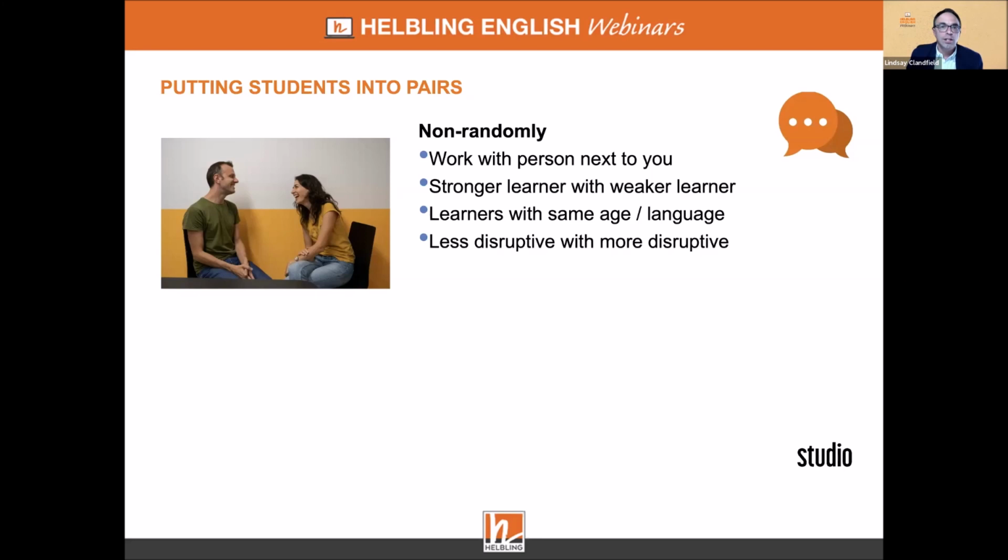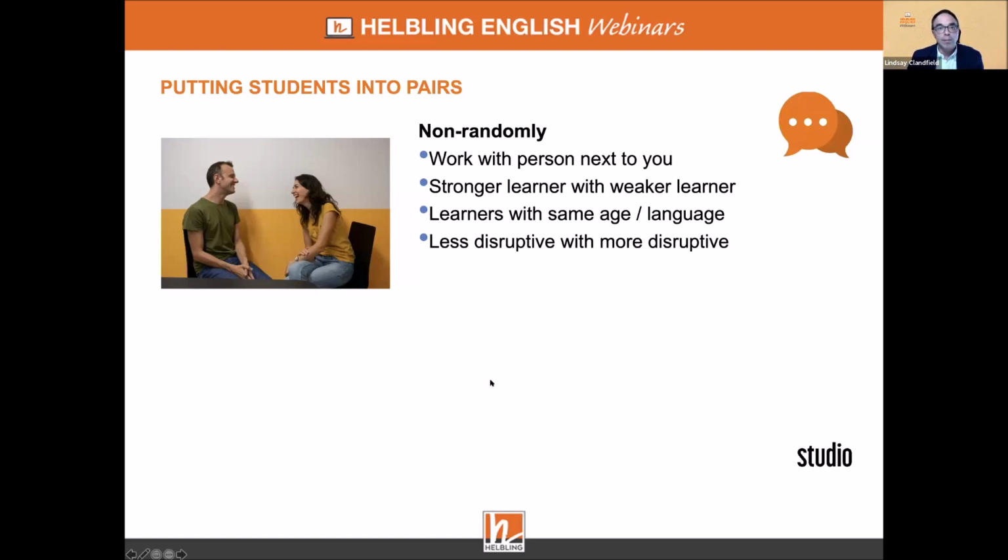Or the teacher might say, okay, Julio, you're going to work with Andrea. Lucy, you're going to work with Lucia. Lars, you're going to work with Greta. And maybe the teacher is thinking, I'm putting a stronger person with a weaker person. Or you could put learners who have a similar age, or you could put learners with a similar language background if you have a multi-language classroom. Some teachers, if you're teaching younger learners, sometimes put a less disruptive younger learner with a more disruptive one. So you don't put two really loud and disruptive people together because they cause a big mess. So you kind of mix it up.